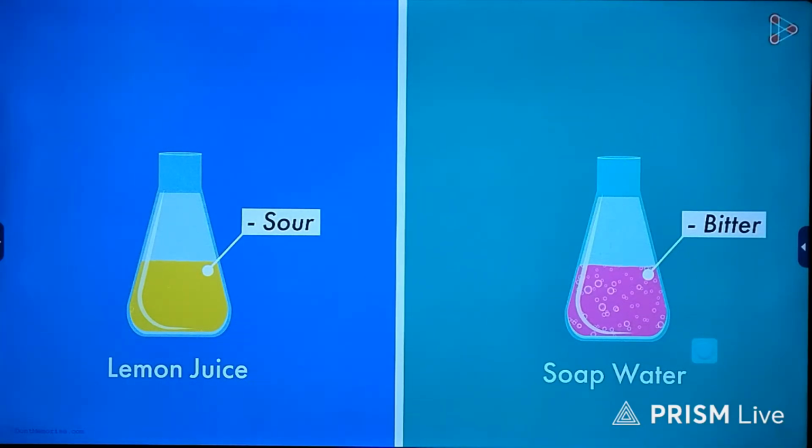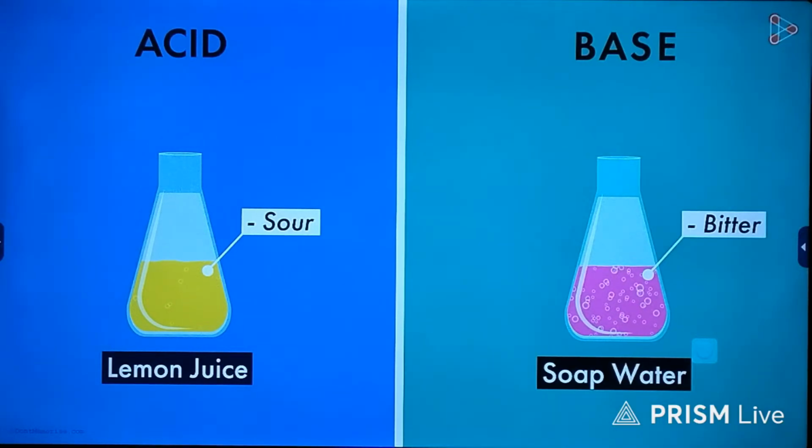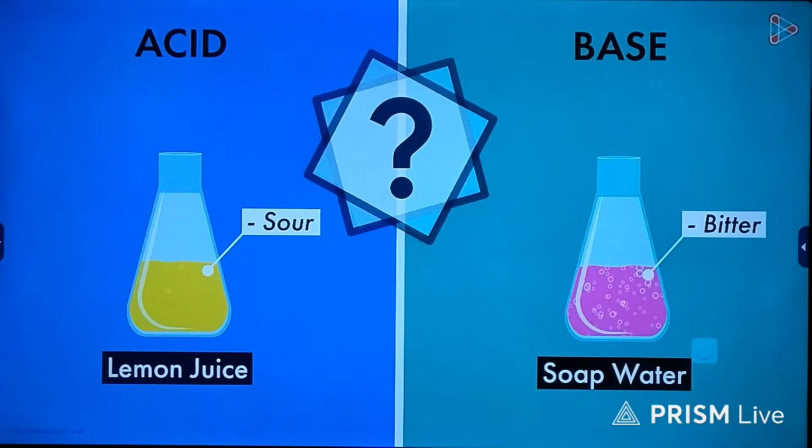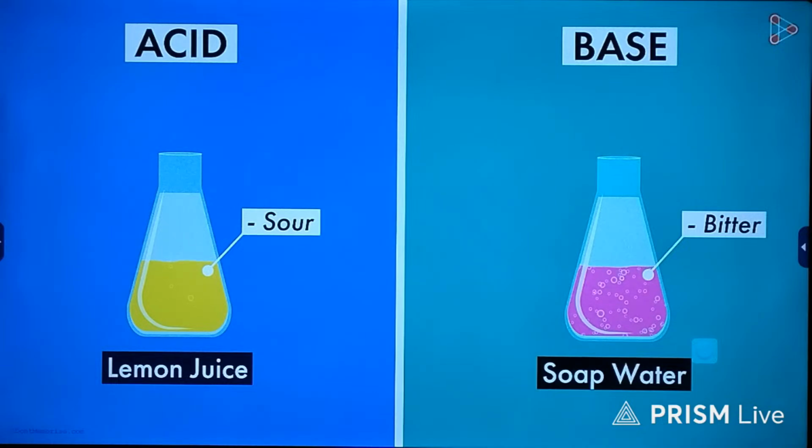Yes. Taste is an important parameter as it takes us to the chemical properties. Why does lemon juice taste sour? And why does soap water taste bitter? Any idea? The answer lies in the nature. Lemon juice is an acid and soap is a base. Do you know what an acid is and what a base is? Let's get to know these terms first and later get into the details.